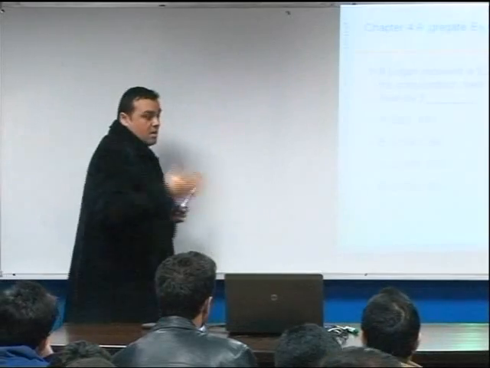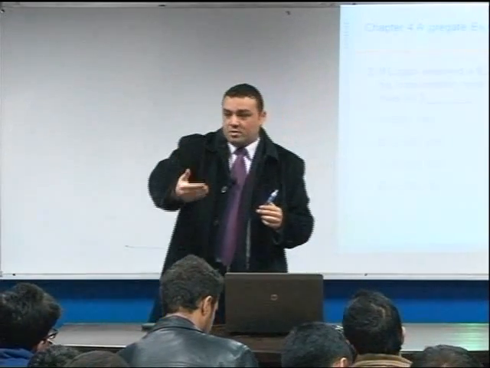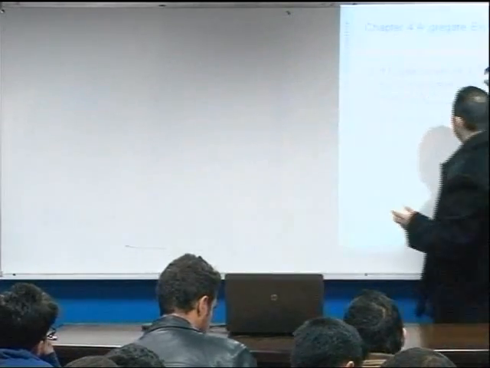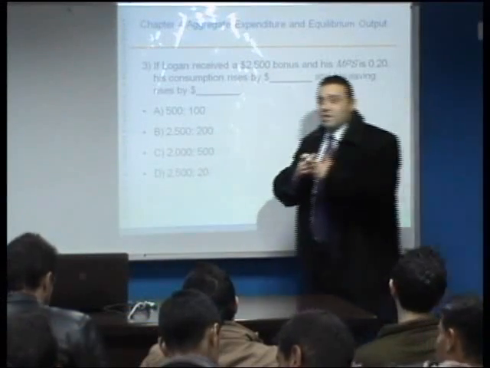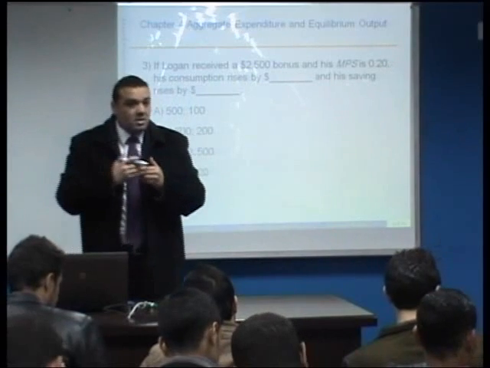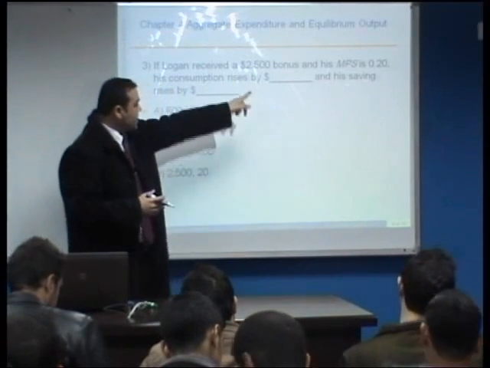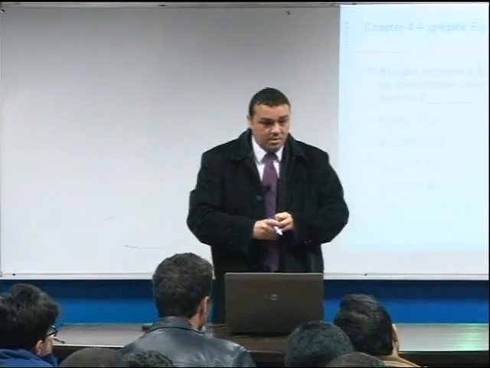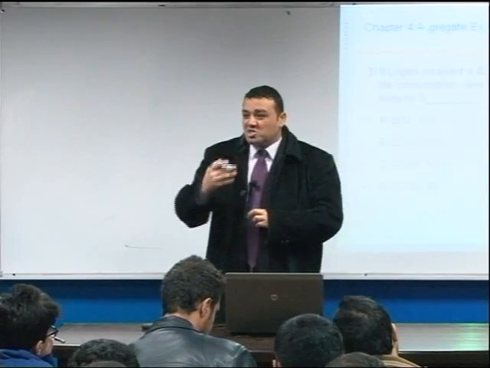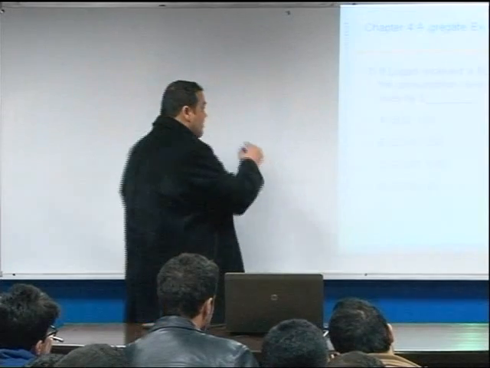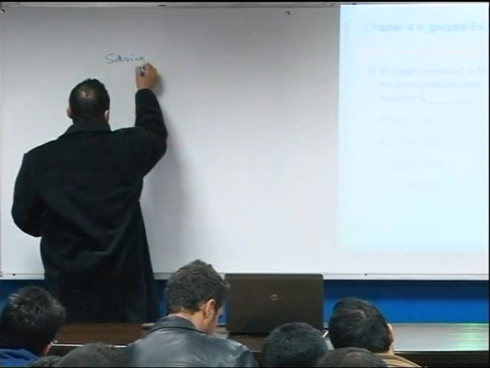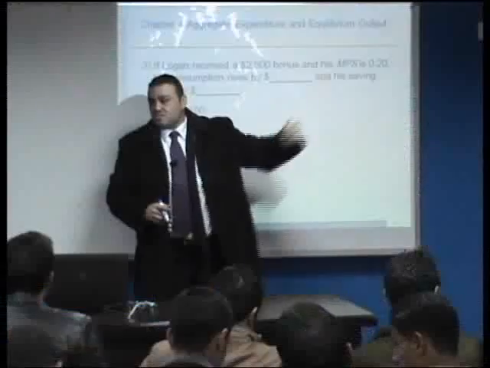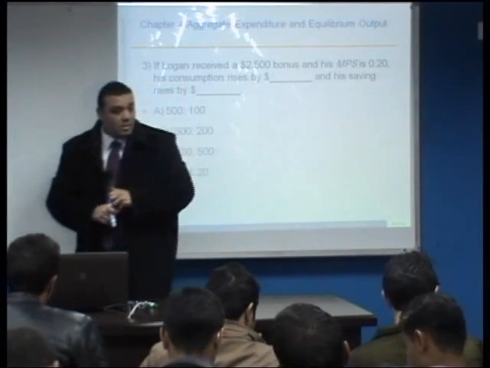As you know, if you receive additional income of 2,500, you will divide it into two parts: consumption and saving. In this case, the MPS equals 0.20, right? So how much is the saving in this case? The amount that goes for saving equals this amount multiplied by the MPS, right?